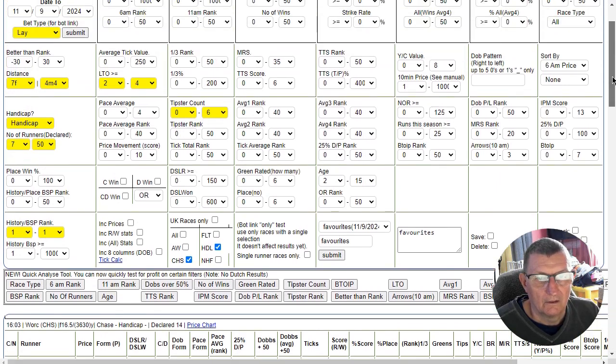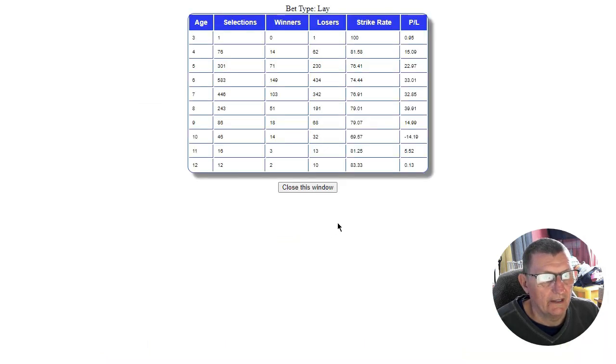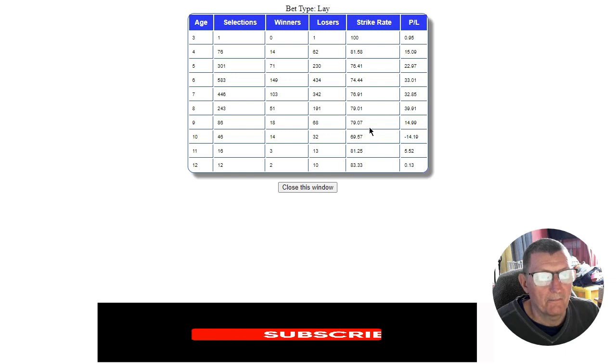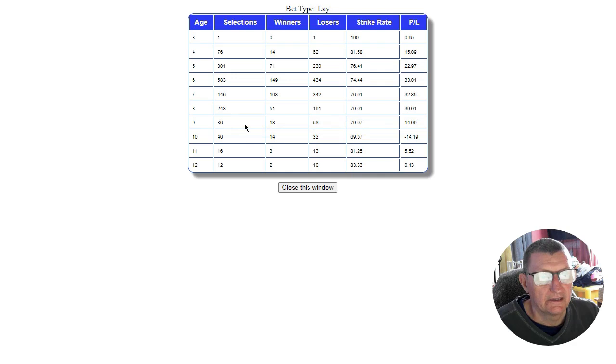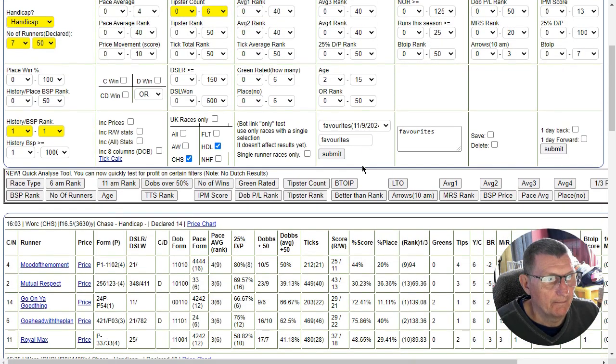We've done last time out. We've done number of runners, age. Let's just have a quick look at age. See if there's anything here. Well, we could argue, just for the sake of it, although there's that drop there, 69, but then it goes back up to 81 and 83, so it's hardly worth worrying about that. So we won't do that. Yep, we're going to leave it there.